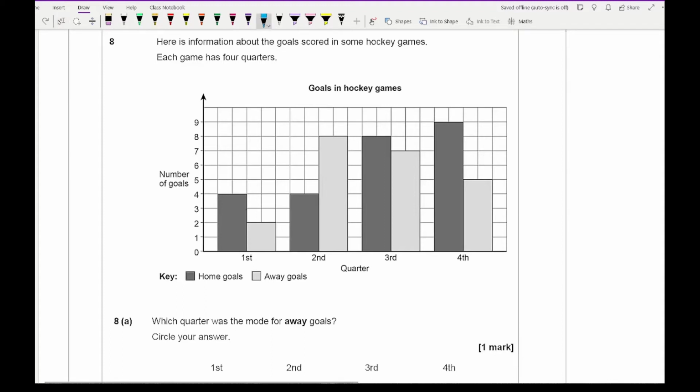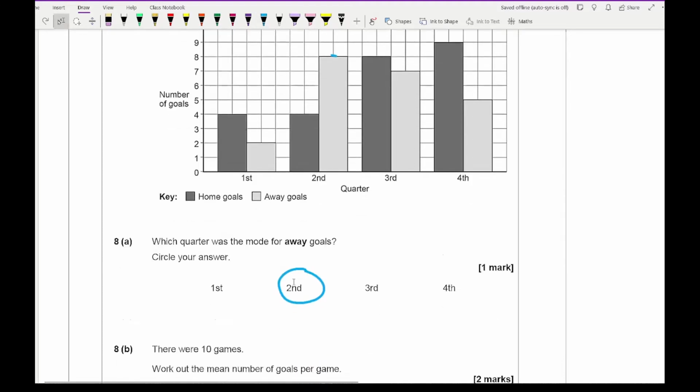So for this, we're looking for which is the most popular for the lighter shade, and that's going to be the second, because obviously this one here is the second. It is the highest for the lightly shaded.